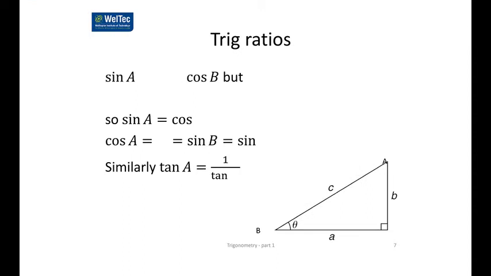Look at what we know. The sine of angle A is the opposite, which is a, over the hypotenuse, which actually, if you look at it, is the same as cos B. But what do we know about B? B is actually equal to 90 minus A. So what we can say is that sine A is equal to the cosine of 90 minus A.